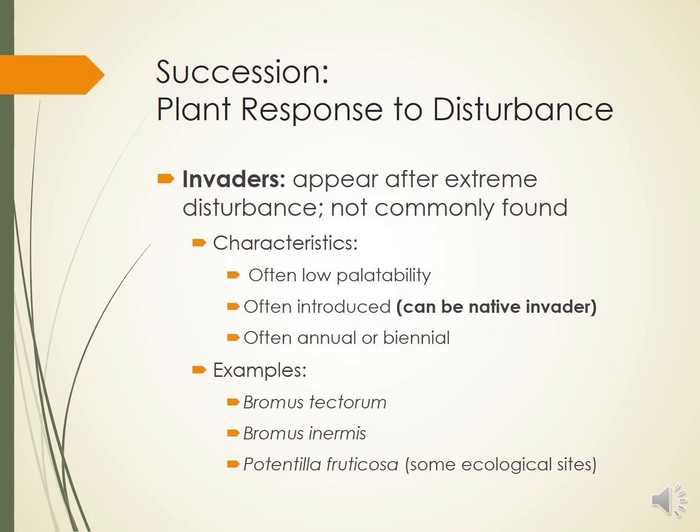So some examples of invader plants on your list are Bromus tectorum, cheatgrass, a really common invasive species across the western United States, Bromus inermis, or smooth brome, and Potentilla fruticosa. That's actually a native plant, but it can be a native invader on some sites.